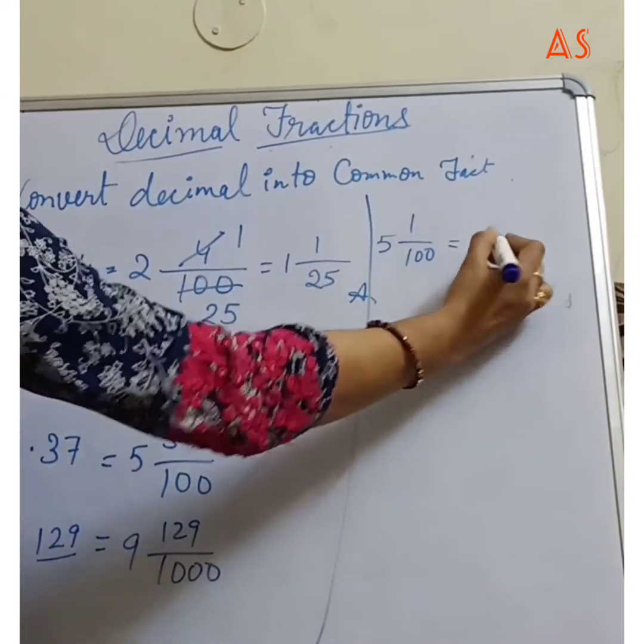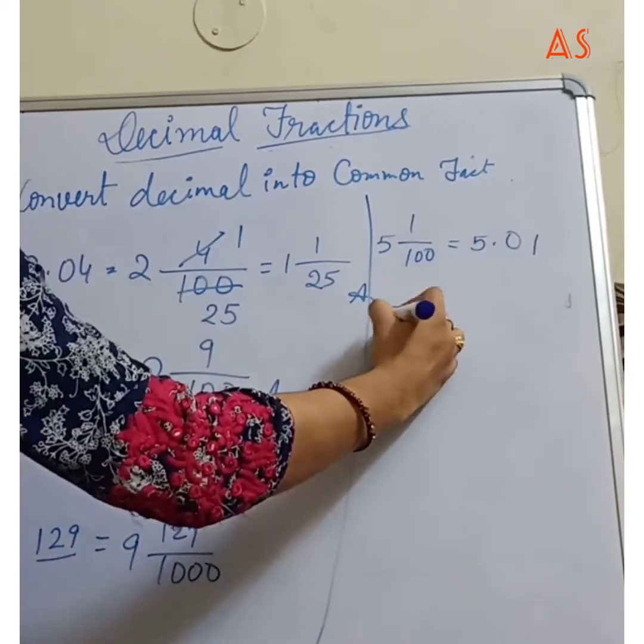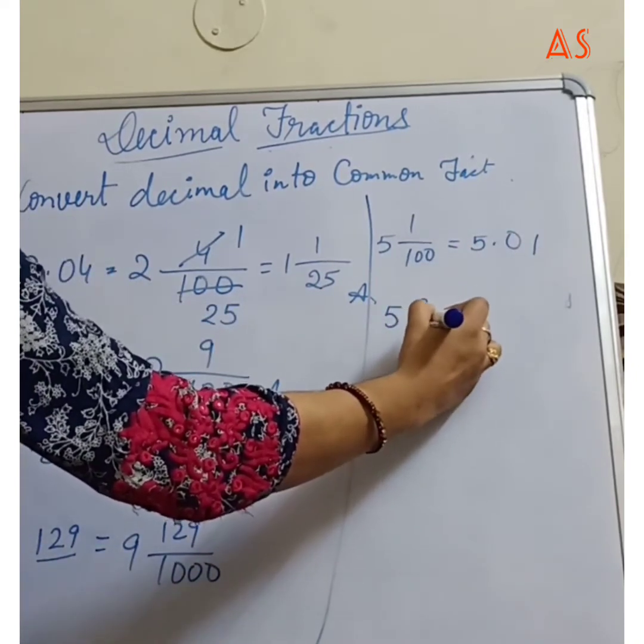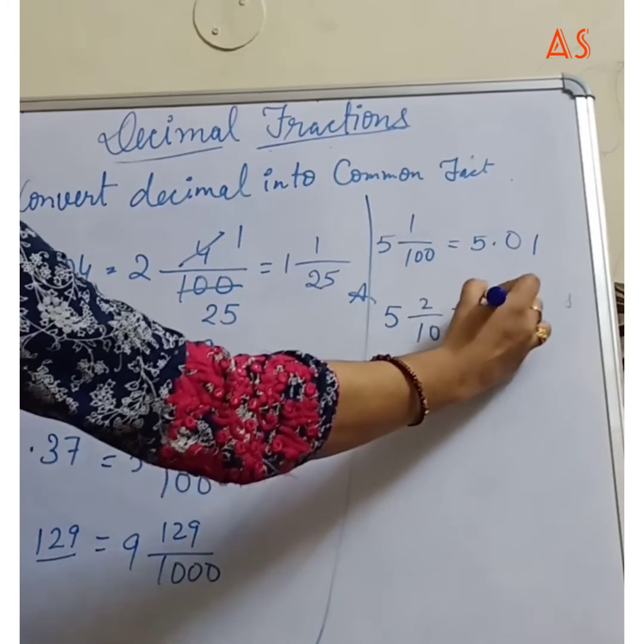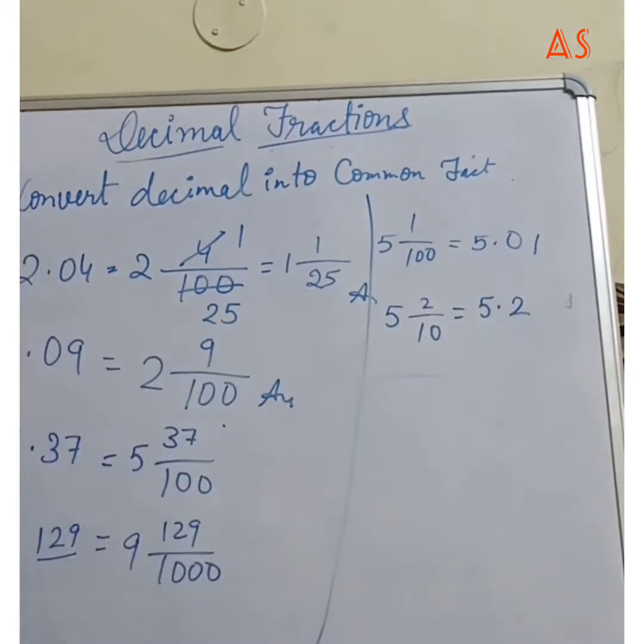And suppose your question is the opposite of this: 5 whole 1 upon 100 is given and convert into decimal. Now 5, 2 places means 0 1. If 5 whole 2 upon 10 is given, then 5.2. Like this we convert.